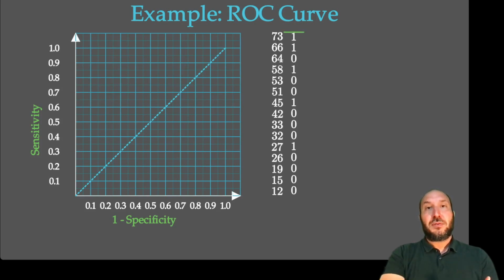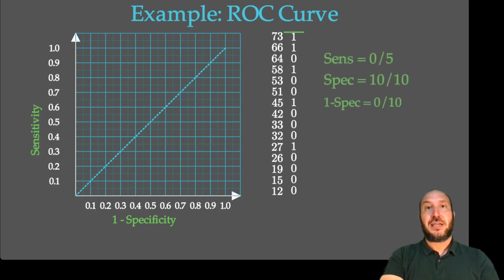And to start off, we're going to start with the most restrictive threshold. So we're going to start with a threshold that's higher than any point in our test set. And therefore, given that threshold, we're going to declare everything to be legitimate.